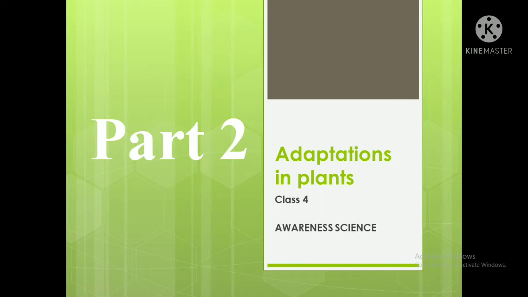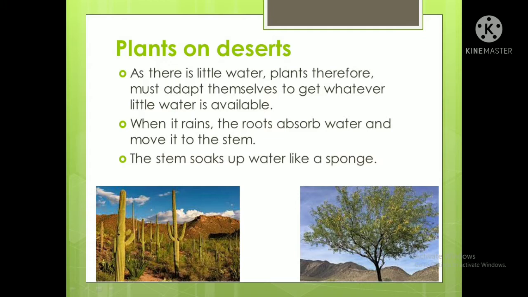What type of trees grow on desert? Let's see now, plants on desert. So plants on desert, what are they? Mainly the features you see. As there is very little water, their plants therefore must adapt themselves to get whatever little water is available. What does it actually mean?